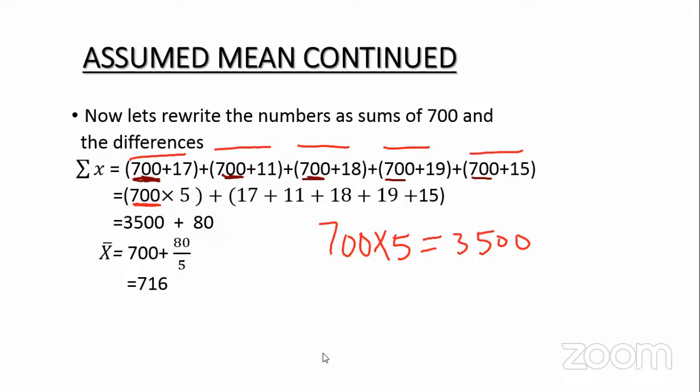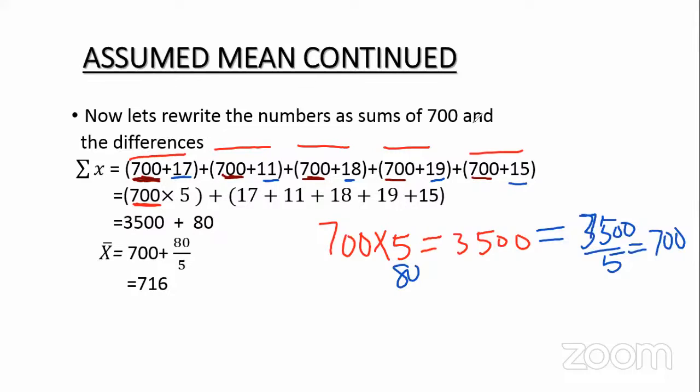Then I add the other numbers on top. Let me use a blue color. There is 17 plus 11 plus 18 plus 19. Those are the numbers on top of 700. When I add them, they give me 80. Then I wanted to find the mean. The 700 times 5 is 3,500, divided by 5, which will give me 700 again. What does that tell you? The mean of a constant is the same number.